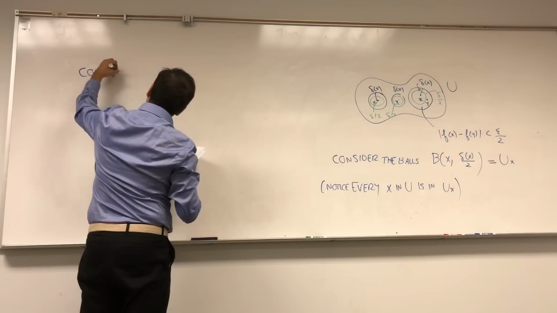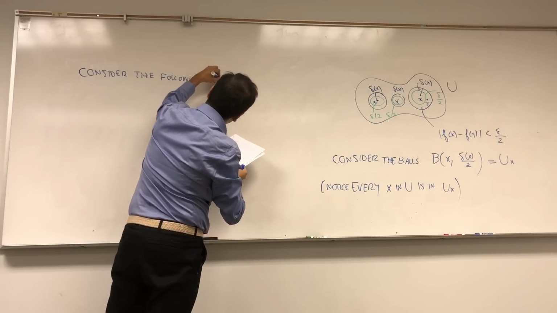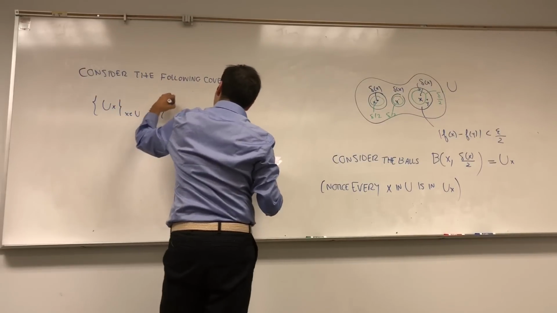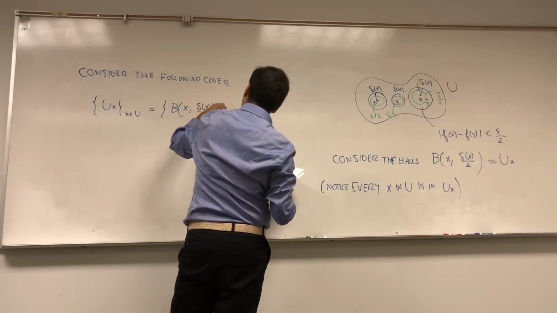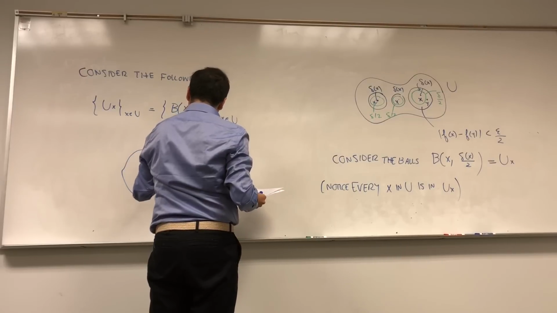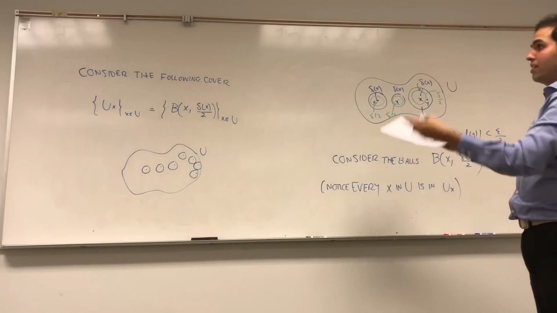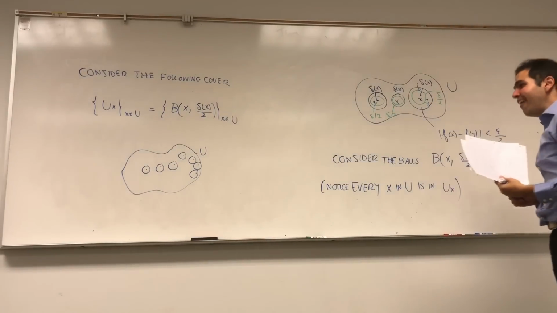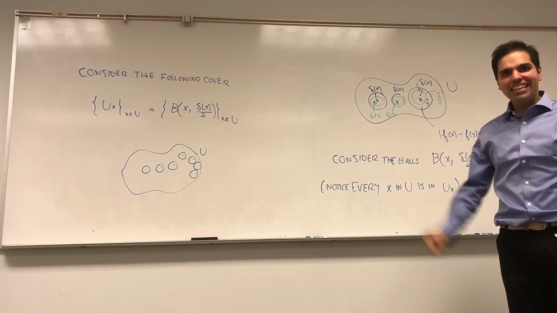So consider the cover, namely Ux, where x is in U. So in other words, cover the set U with balls of radius delta x over 2. Again, something like that. You have x, and you have the little balls. And in fact, this is a cover of U. So this is what I wrote. It's a cover.